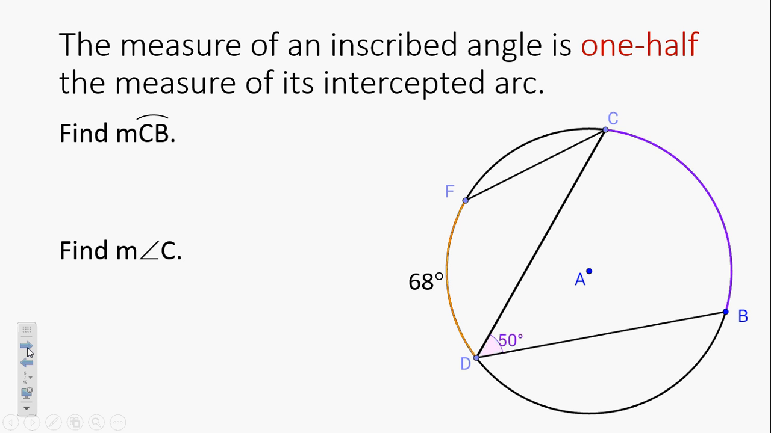So in our example, we have arc CB. It's this purple arc. We want to know what its measure is, and we know that the inscribed angle that intercepts that arc, angle D, is 50 degrees. So how many degrees is arc CB? Not quite. This angle's 50, and an inscribed angle is 1/2 of its arc. So if this is 50, the arc has to be 100.